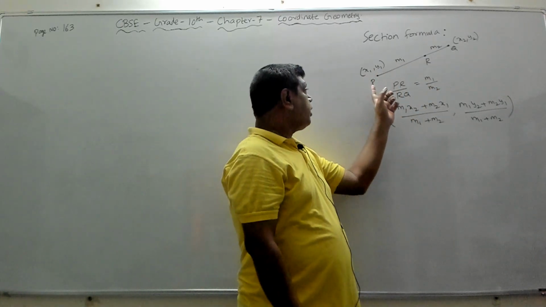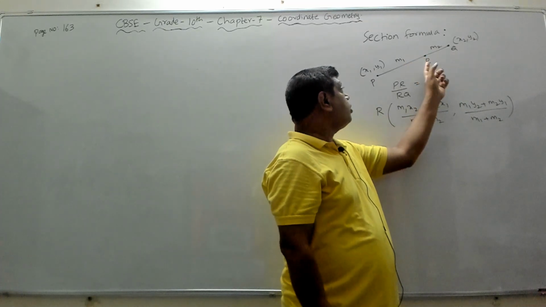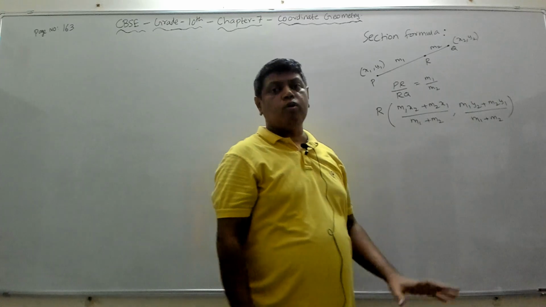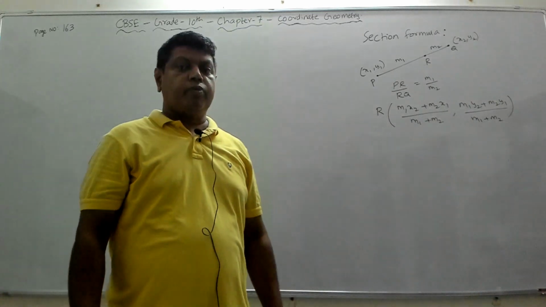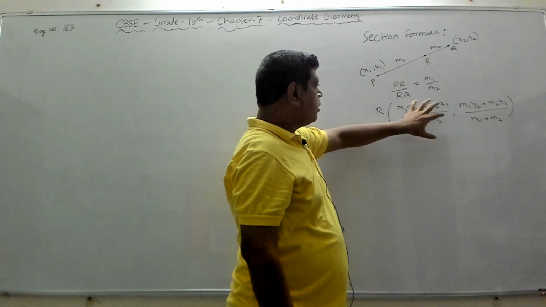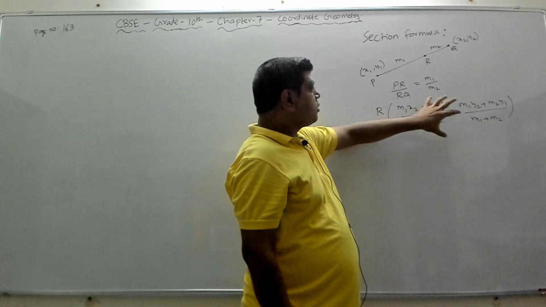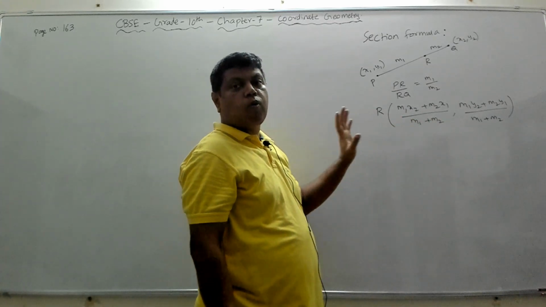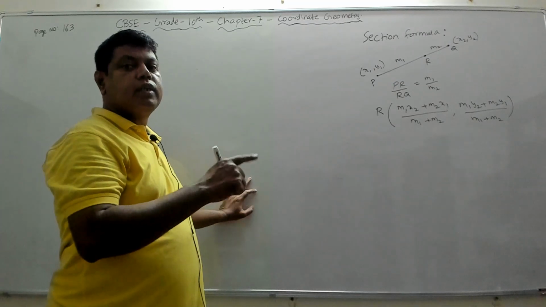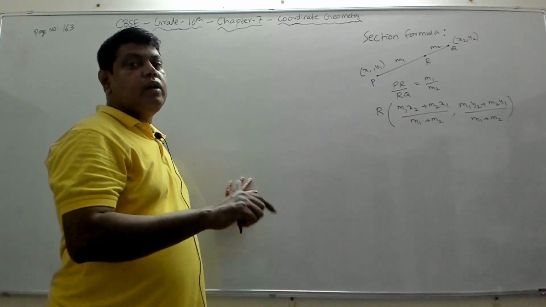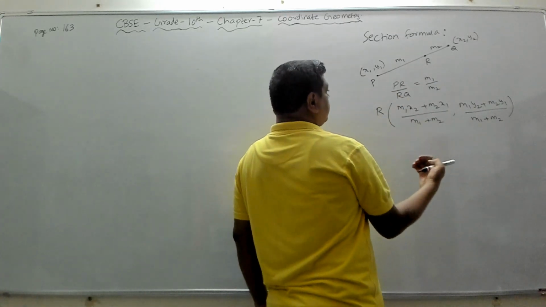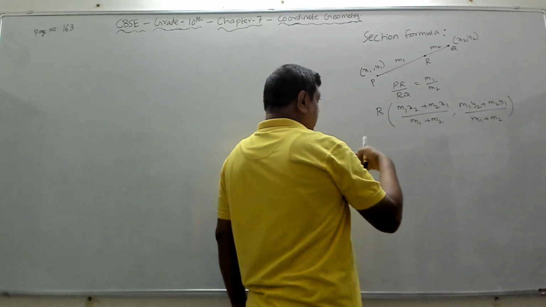We use it when we know the point P, point Q, and the ratio in which R divides line segment PQ internally, m1 is to m2. If you know x1, y1, x2, y2 and m1 and m2, then we can substitute these values in this formula to find the coordinate of the point R. And what is R? R is the point which divides the line segment PQ internally in the ratio m1 is to m2. So this section formula can also be written in another form.